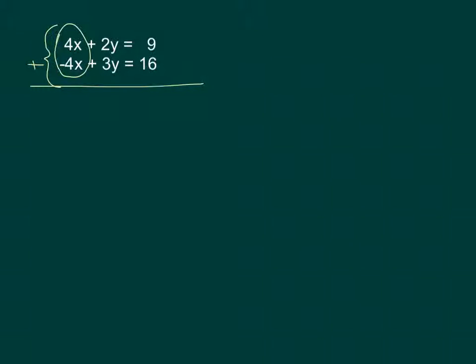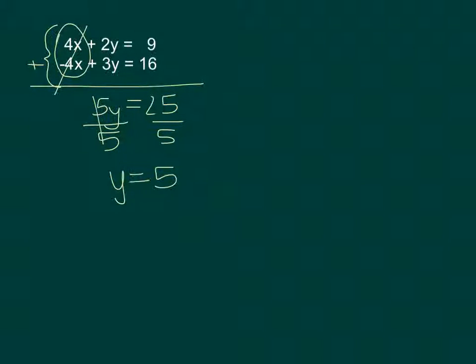So if I take 4x plus negative 4x, those cancel. Continuing on down the line, 2y plus 3y is 5y. And that equals 9 plus 16, which is 25. Then we're going to finish solving. So I'm going to divide by 5. And we notice that y equals 5. So in our solution, the y-coordinate is 5.